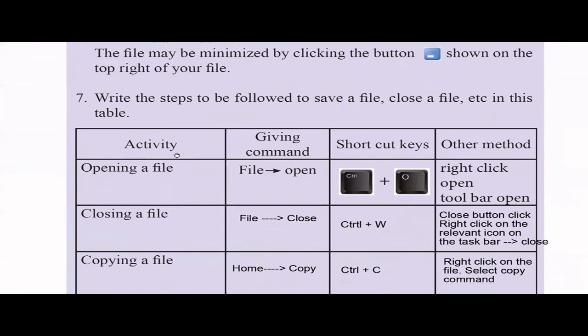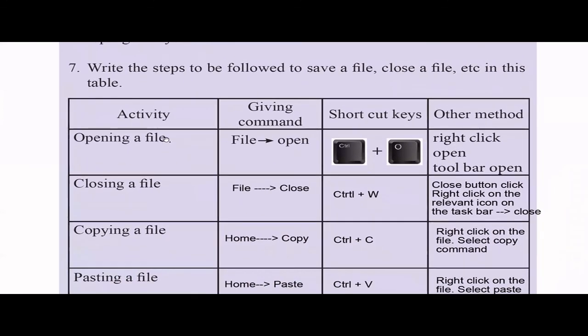So in the seventh one, you have to put all the things you have done up to now into a table, right? So opening a file. We already did this file open. That's one method of doing. Or the shortcut keys are Control O, right? See, Control key and O key.